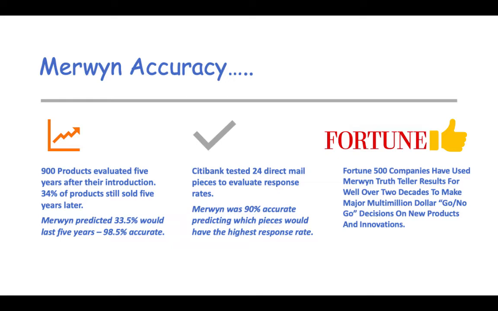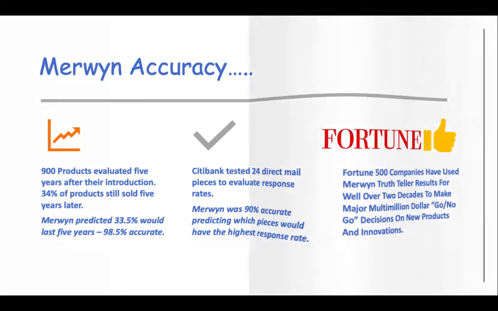In addition to that, Fortune 500 companies have used Merwyn Truth Teller results. That's the report you get from Merwyn Technology. Results for well over 2 decades to make multi-million-dollar go or no-go decisions on new products and innovations. That's how accurate it is. That's how reliable it is.